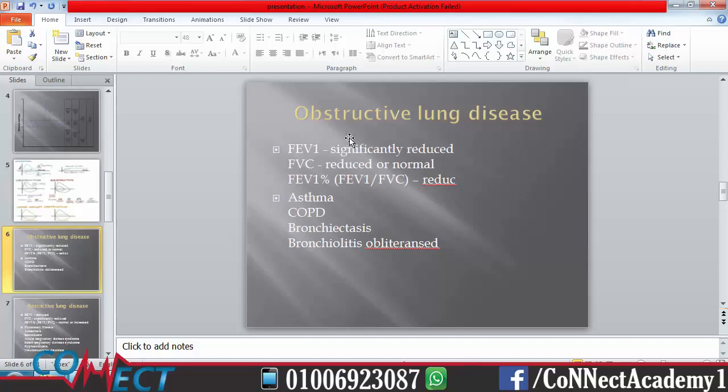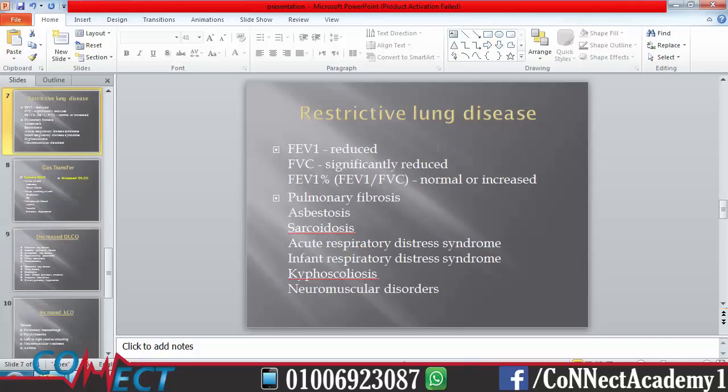So we will repeat: obstructive lung disease, forced expiratory volume in the first second significantly reduced, vital capacity reduced or normal, so the overall ratio is reduced. In bronchial asthma, COPD, bronchitis, and bronchiolitis obliterans. Restrictive lung disease, the forced expiratory volume in the first second will decrease, and the vital capacity will reduce significantly more than the forced expiratory volume in the first second, so the overall ratio may be normal or increased. So we will divide it into pulmonary and extrapulmonary.